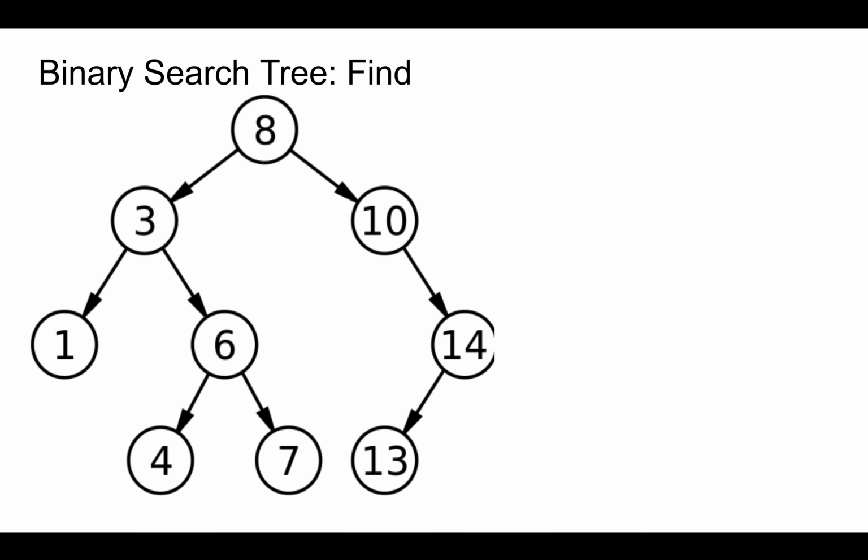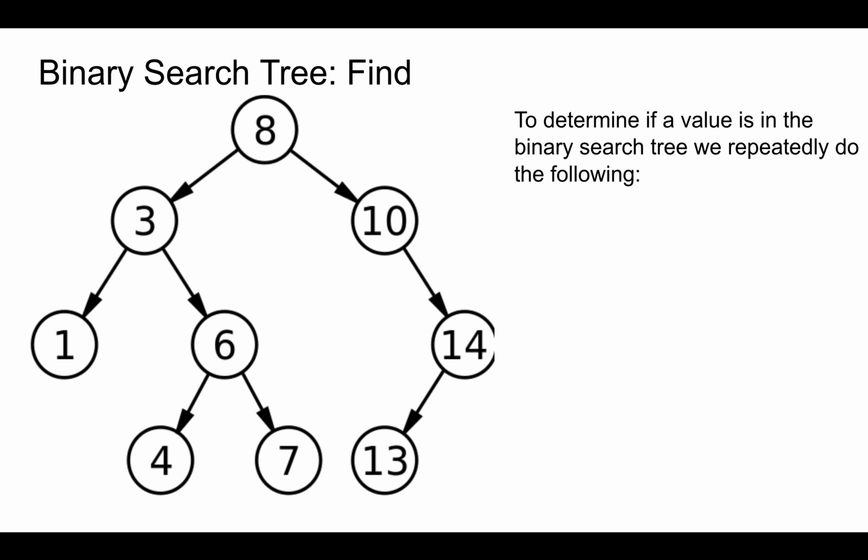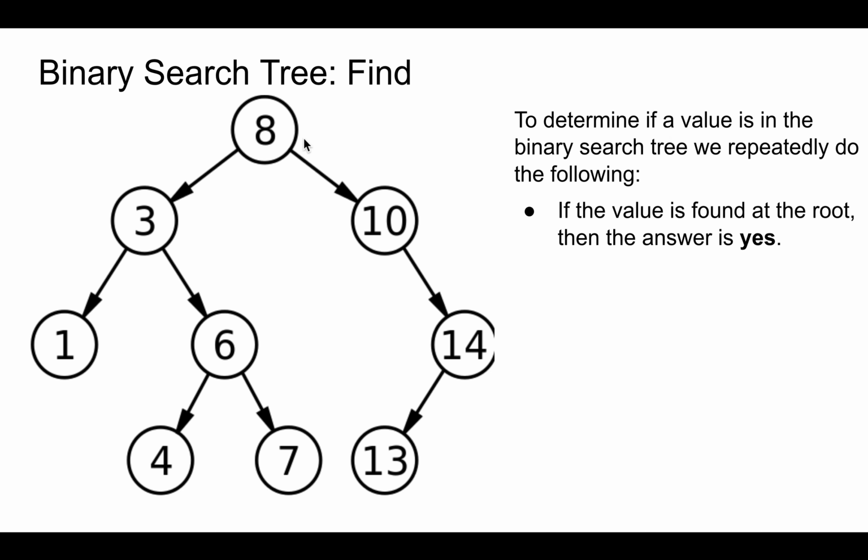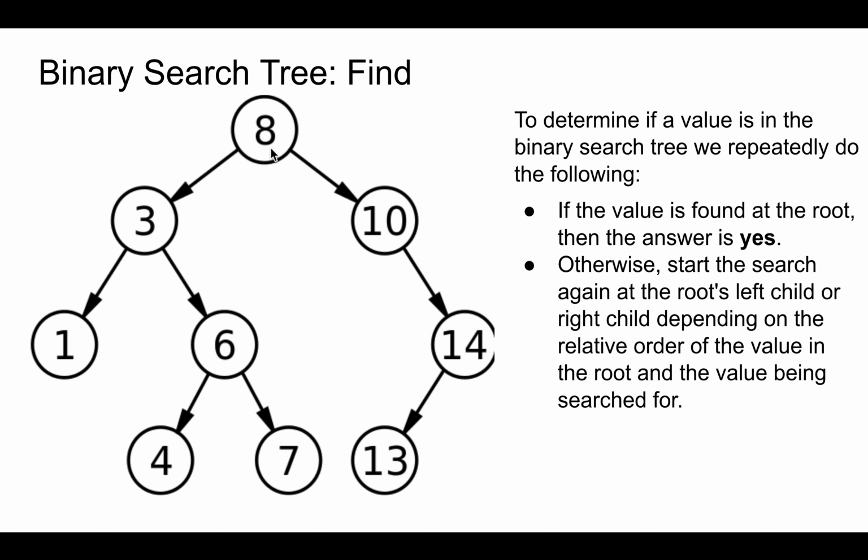So here's the binary search tree operation find. To determine if a value is in the binary search tree, we repeatedly do these steps. If the value is found immediately at the root, we answer yes. Otherwise, we start the search again at the root's left child or right child, depending on the relative order of the root and the value we're searching for. If the value we're searching for is less, say we were searching for the value 5, we would look at 8's left child. And if the value was 9, we'd look at 8's right child.